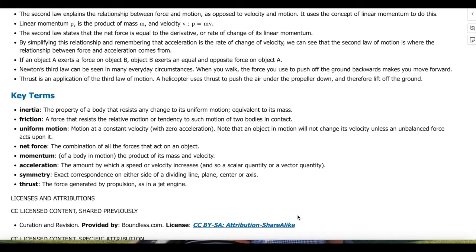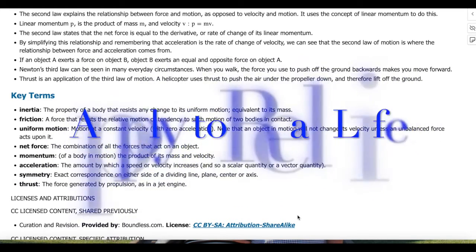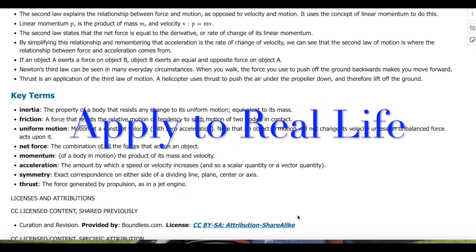The property of a body that resists any change to its uniform motion equivalent to its mass. Can you think of any time where you've resisted a change to your motion? Getting out of bed in the morning? Exactly. Now, equivalent to its mass.